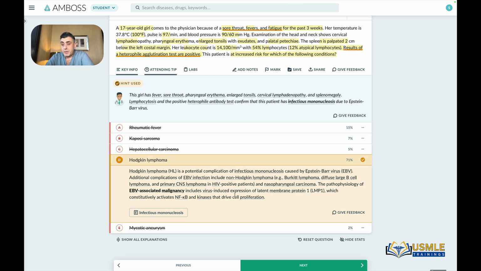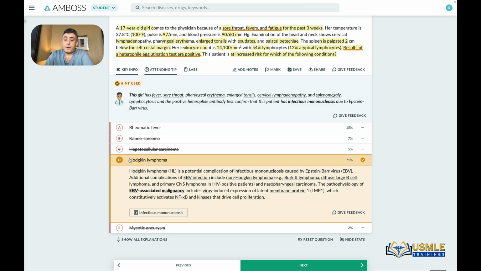Now, just to be honest, maybe it didn't come to you right away. But you see, if you're taking your time to knock out every other answer choice, by default, you have the right answer. It wasn't rheumatic fever because that's GAS, meaning group A strep. Kaposi is herpes 8. This is herpes 4. Hepatocellular carcinoma, that's hepatitis B and C. And mycotic aneurysm is infective endocarditis. So by default, by elimination, the answer is D.